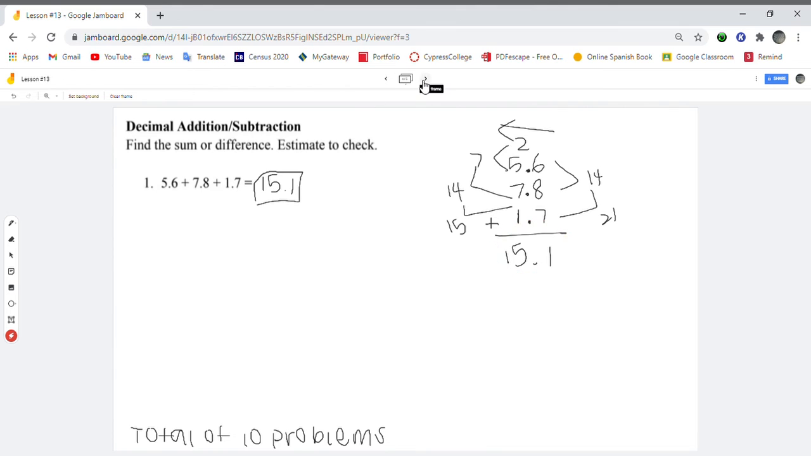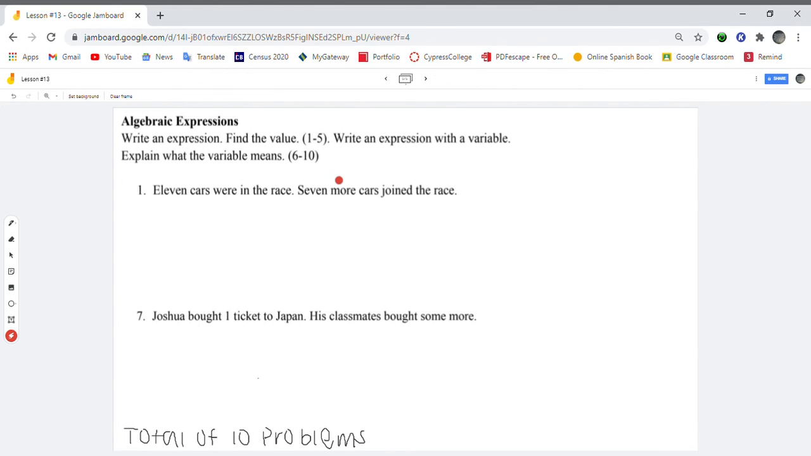The last section is algebraic expressions. It says write an expression, find the value for number 1 through 5, and write an expression with a variable and explain what the variable means from number 6 to 10. So there's two parts to this. For number 1 through 5, we have to write an expression and find the value. But for number 6 to 10, we have to write an expression with a variable and explain what the variable means.